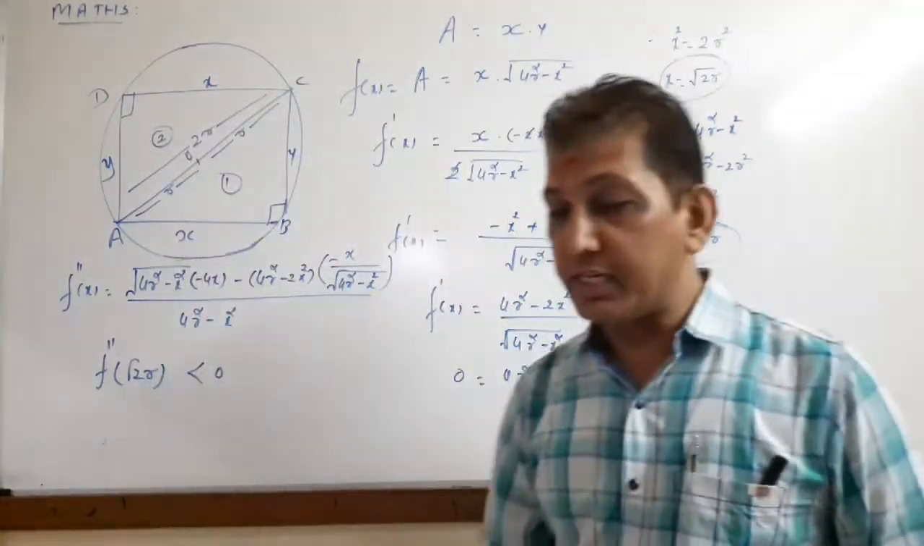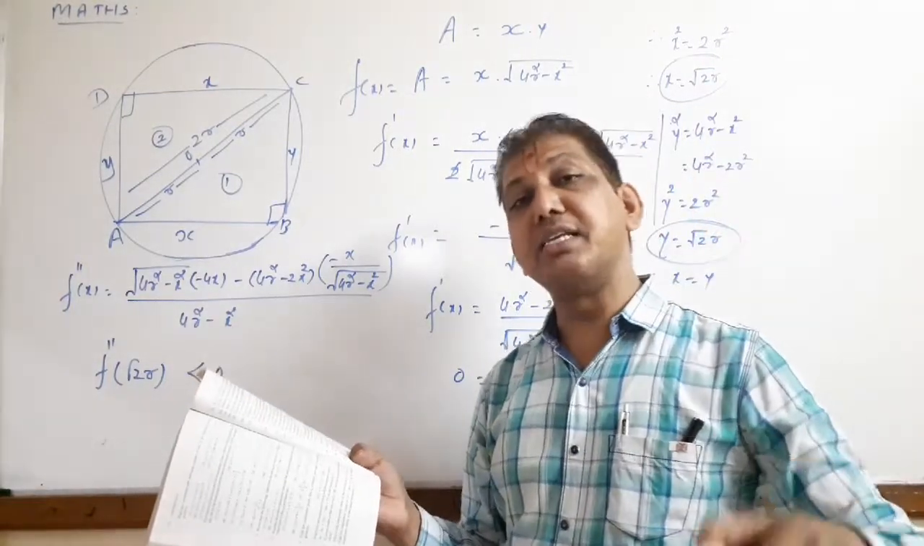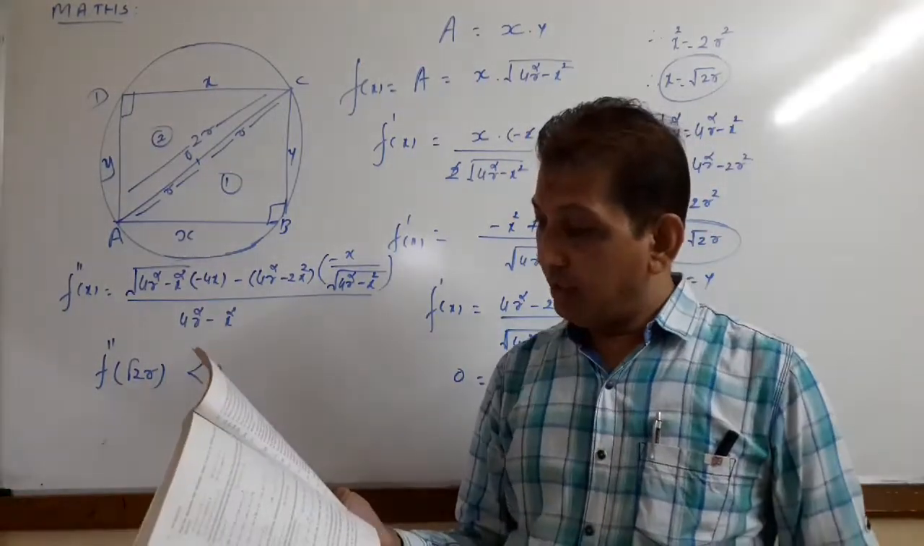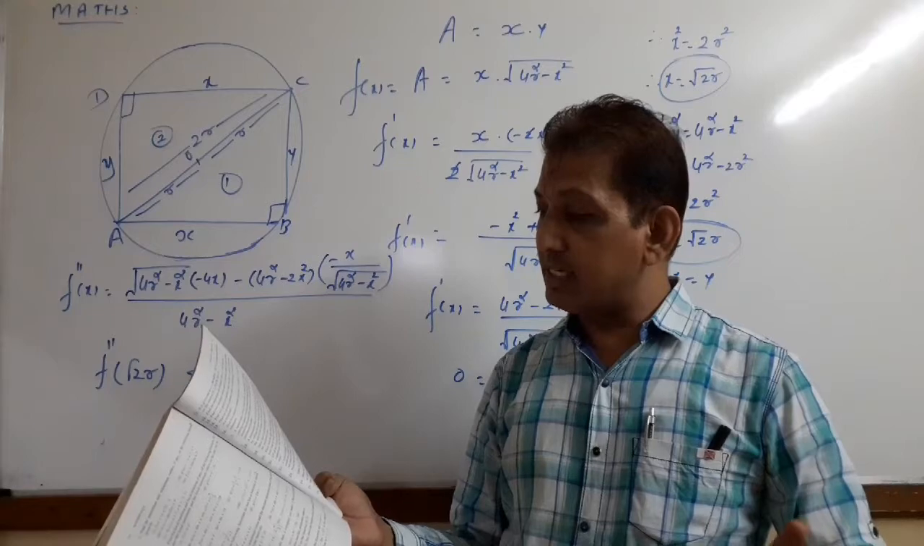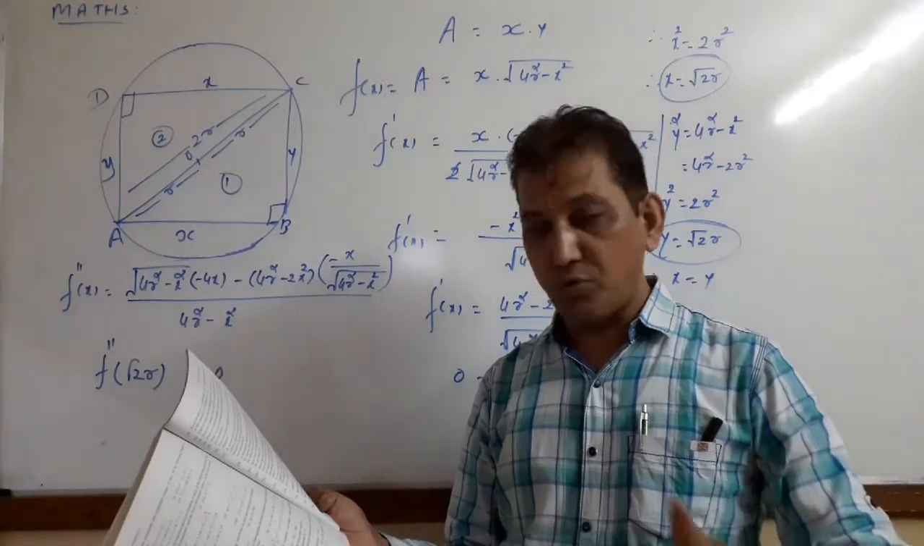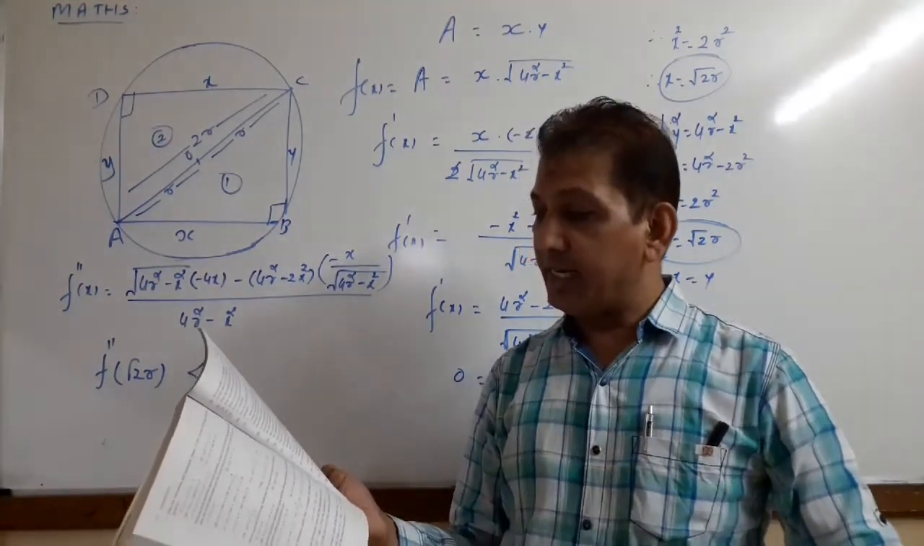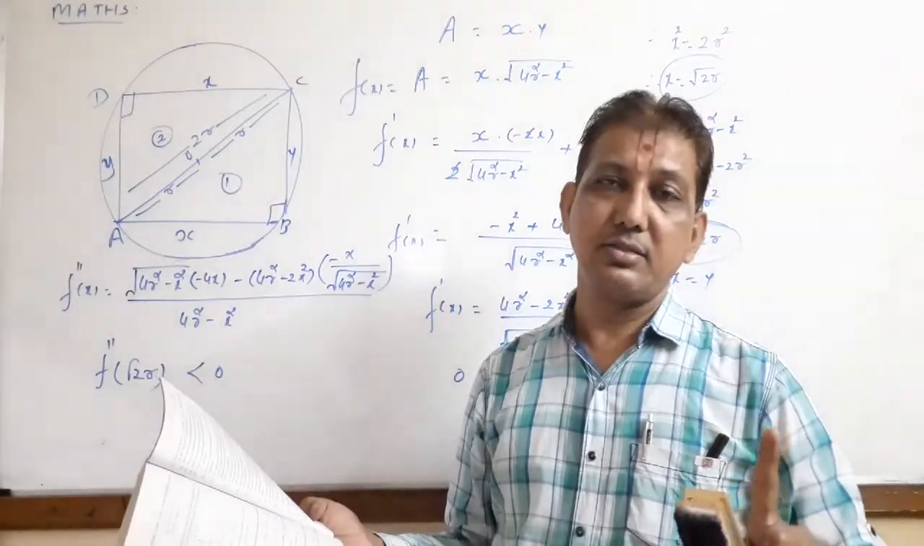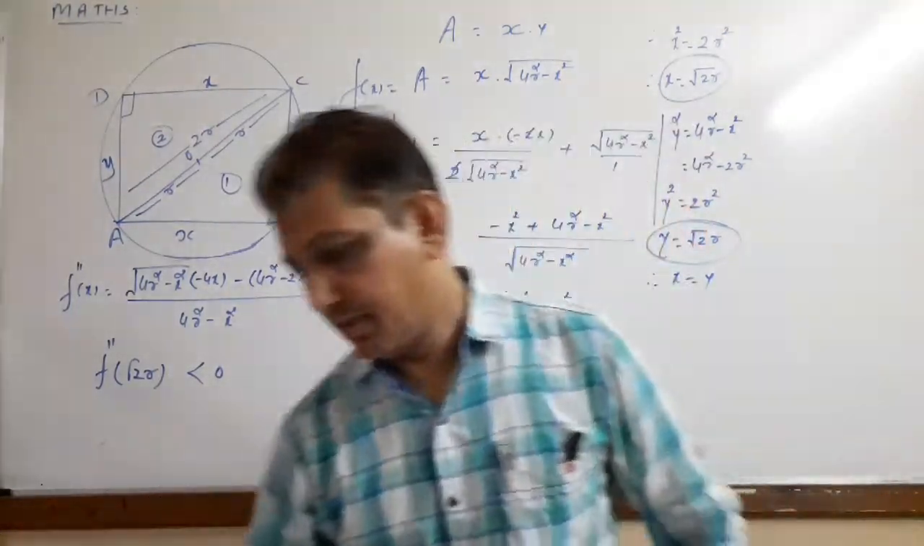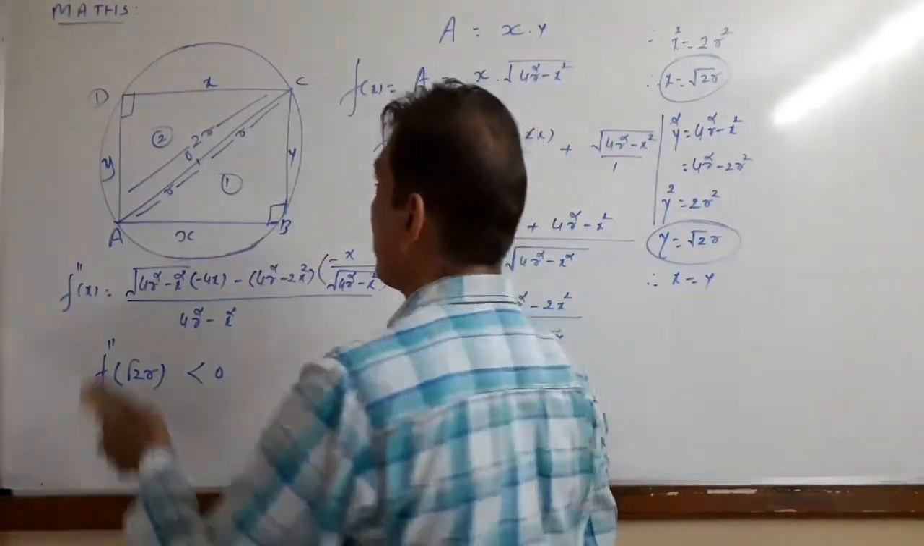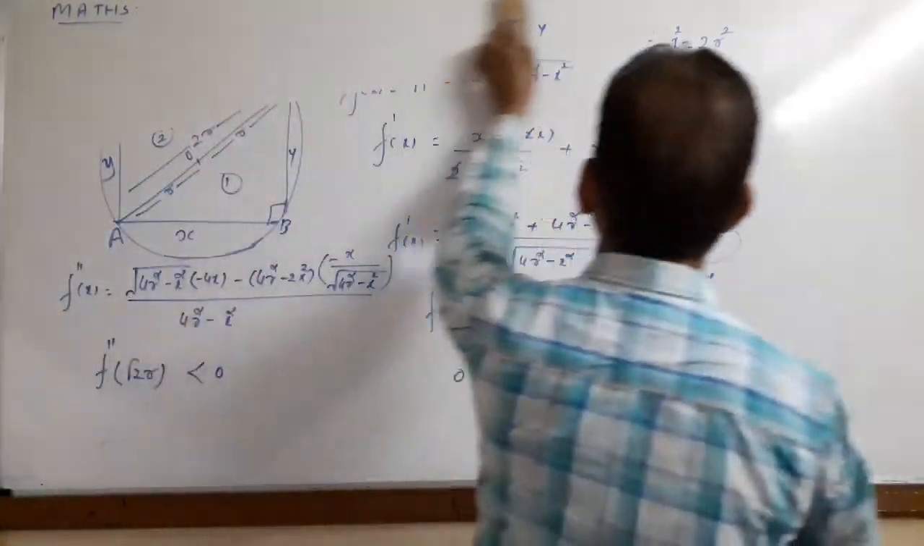First we prove the figure is a square and the area of the square is maximum. Look at your question: show that of all the rectangles inscribed in a given fixed circle, the square has the maximum area. So first we prove the figure is a square and has the maximum area. Clear? Okay. Now we discuss the second question. Next question.